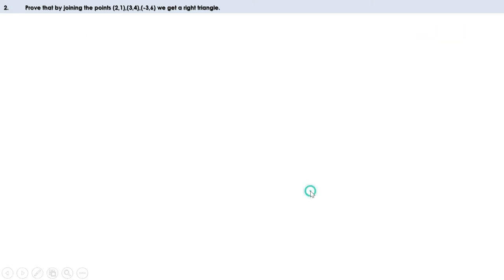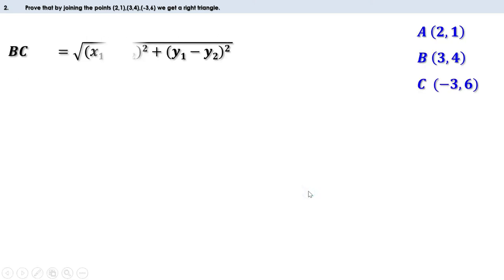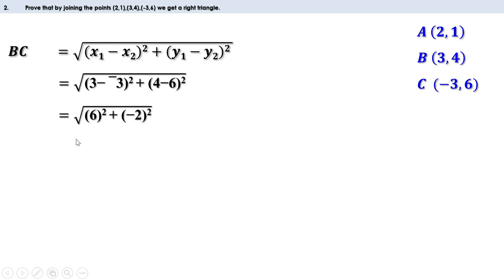Now let us find the length of the side BC. It's the distance between the points (3, 4) and (-3, 6). Therefore that is equal to root of (3 minus minus 3) square plus (4 minus 6) square. 3 minus minus 3 is 3 plus 3 or 6. 4 minus 6 is minus 2. So this can be written as root of 6 square plus (minus 2) square. 6 square is 36 and minus 2 square is 4. So this can be written as root of 36 plus 4 and that is equal to root 40. That means the length of the side BC is root 40.